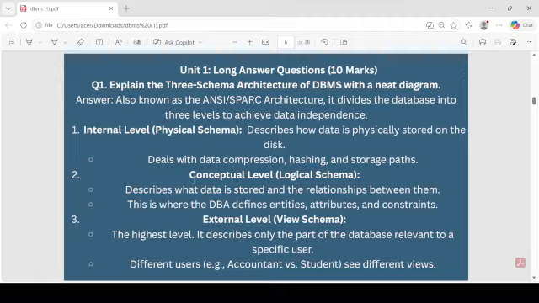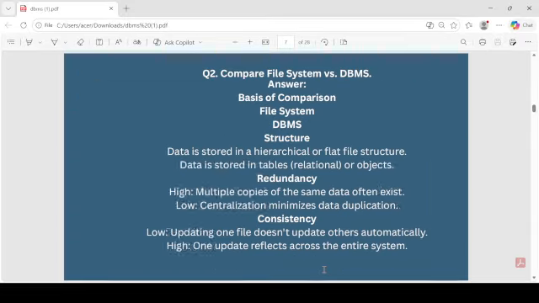The second will be conceptual level, like logical schema, where it describes what data is stored and the relations between them. This is where the DBA defines entities, attributes and constraints. So these are the conceptual level of the 3-level architecture. The third level will be external level, which is view schema. This is the highest level and it describes only the part of the database relevant to specific users, like different users, accounts versus student. So these are the 3 schema architecture of DBMS.